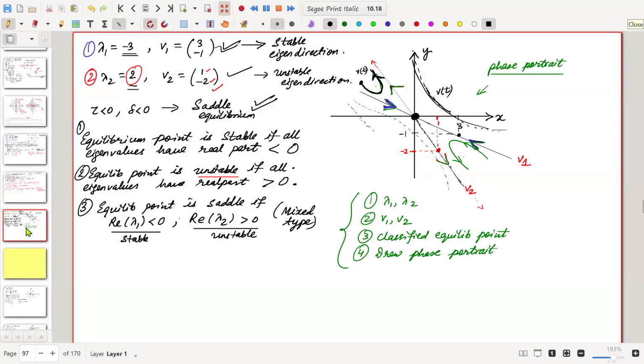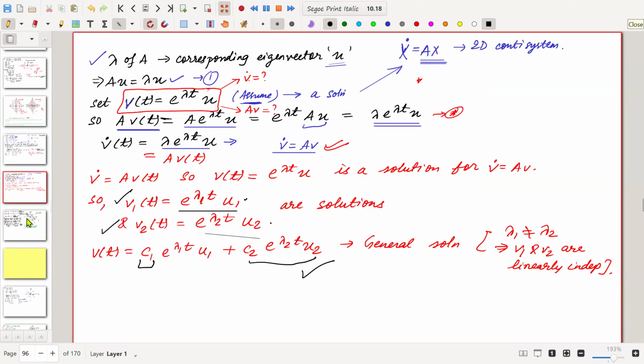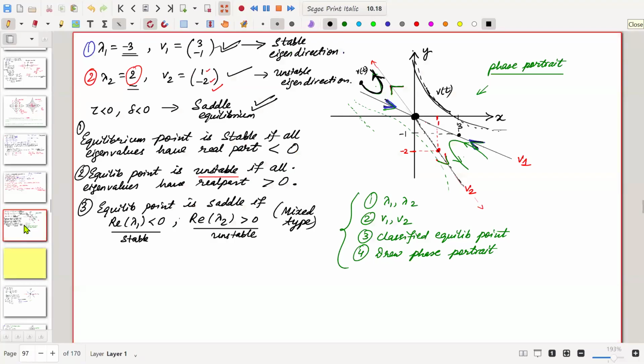You can see that it was a saddle. We considered this example over here, right? So we considered this dynamical system. What is the question here? I gave you one question. We considered a 2D flow, and in that, the eigenvalues were -3 and 2. That means lambda 1 corresponds to which eigenvalue? Is it stable or unstable?